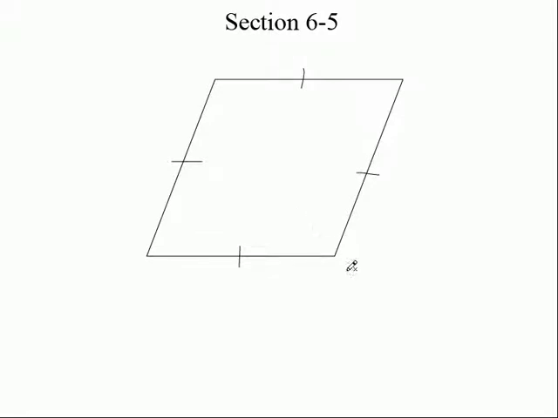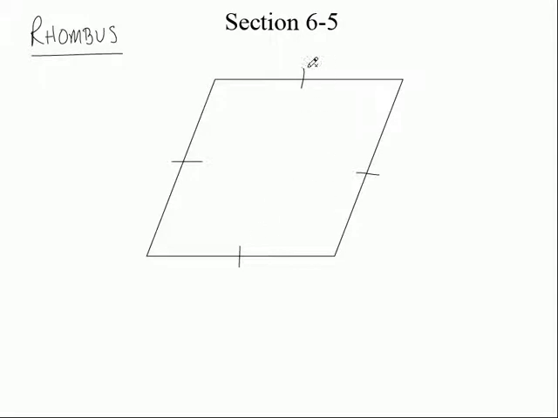Would you agree? Well, we give a name for something, a quadrilateral with all four equal sides, and we call it a rhombus. R-H-O-M-B-U-S. Ever hear of that before? Nope. Okay. It's called a rhombus. So a rhombus is a quadrilateral with four equal sides.